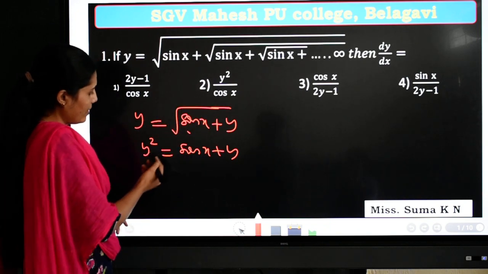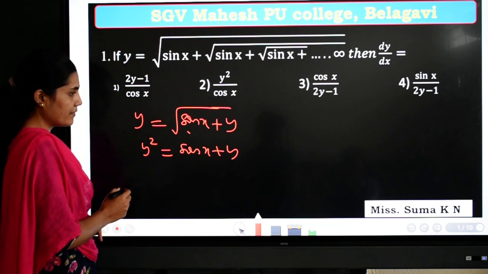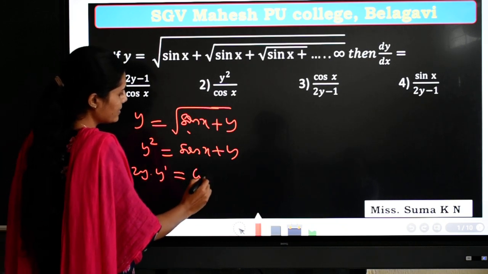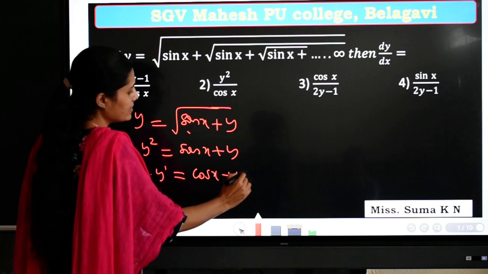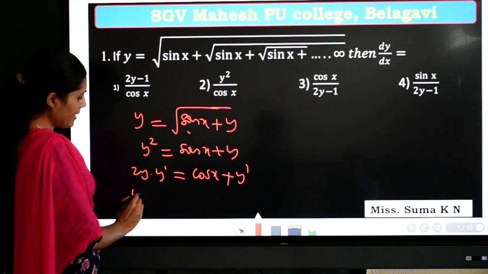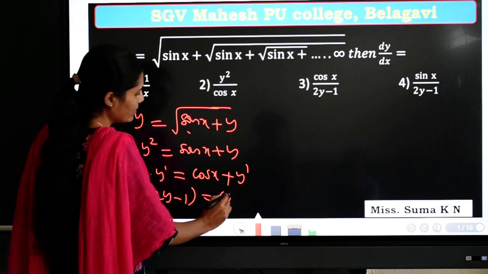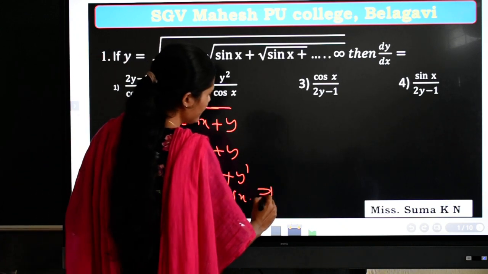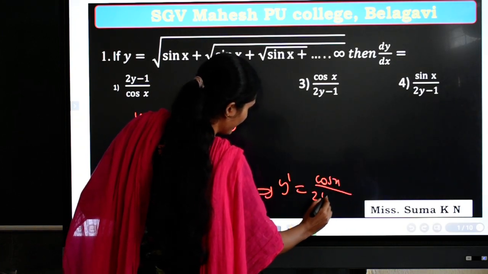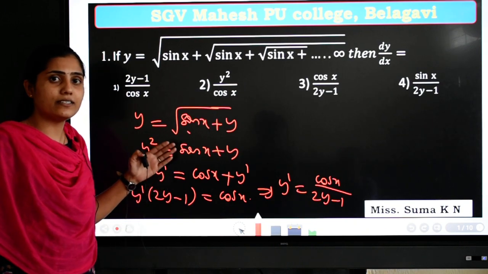Now from y square is equal to sin x plus y, differentiate. Y square differentiation is 2y into y dash, equal to sin x differentiation, which is cos x, plus y differentiation, which is y dash. Here also y dash is there. Taking y dash common, you will get 2y minus 1 is equal to cos x. Therefore y dash is equal to cos x divided by 2y minus 1. This is by the general dy by dx differentiation method.